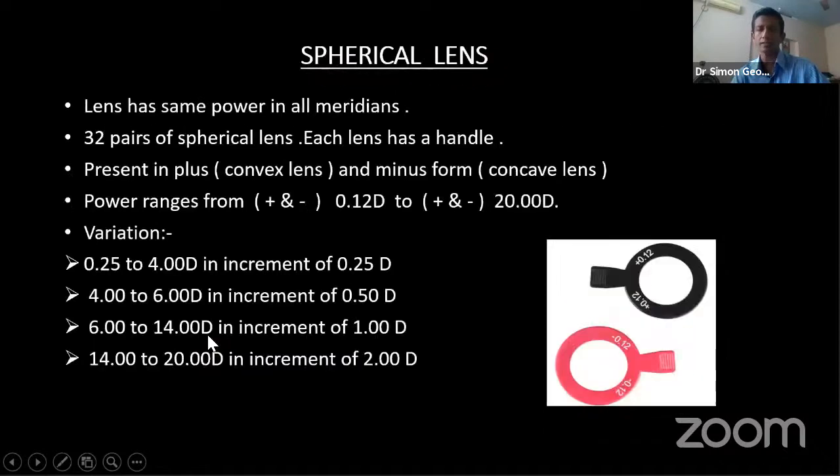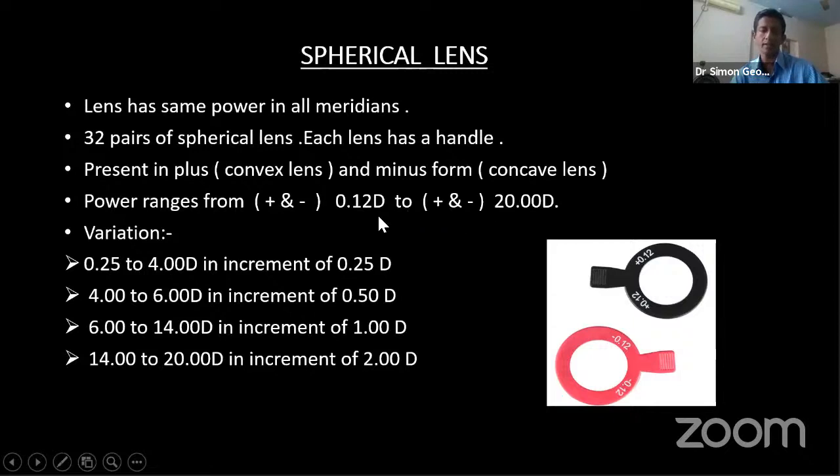Now, each spherical lens has the power which is the same in all meridians. And there are around 32 pairs of spherical lenses in each trial set. Each spherical lens will have a handle for the doctor to hold and place inside a trial frame. You have plus lenses, which are known as convex lenses because they converge light. And we have minus lenses, which are called concave lenses because they diverge light. And the power ranges from plus or minus 0.12 diopters to plus or minus 20 diopters.